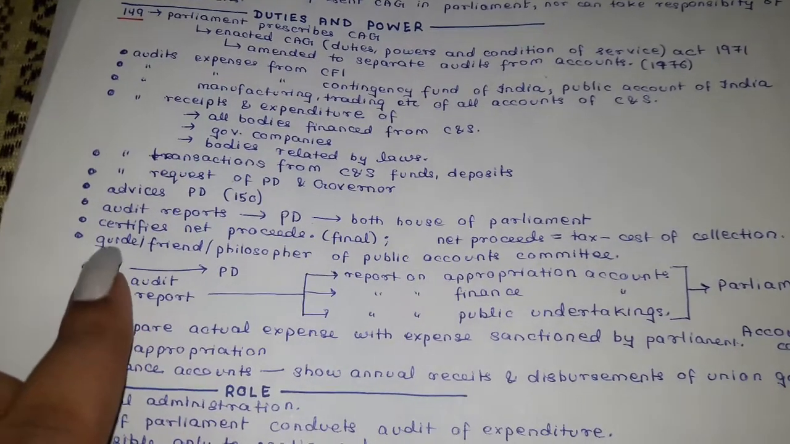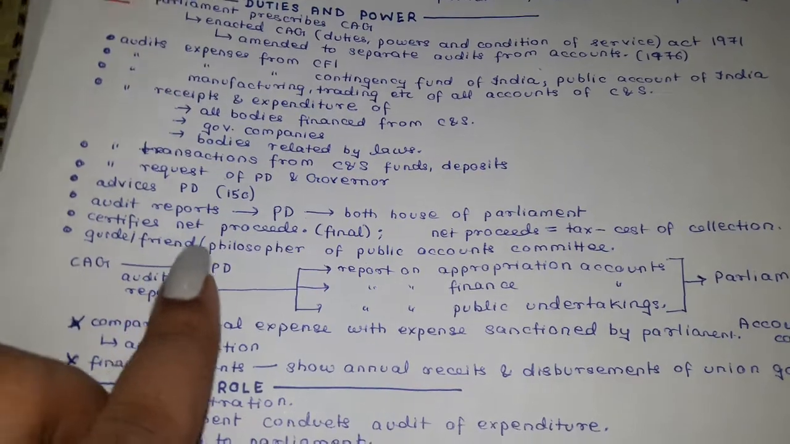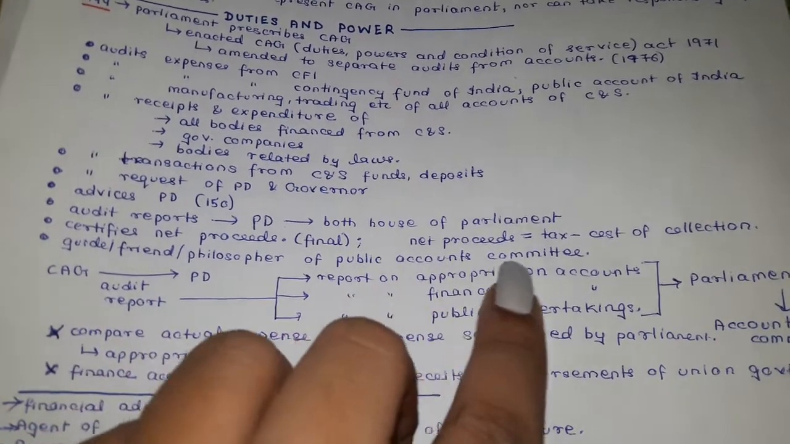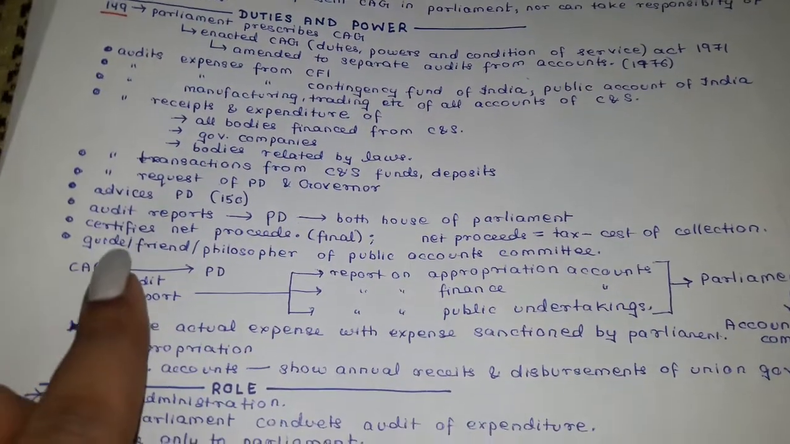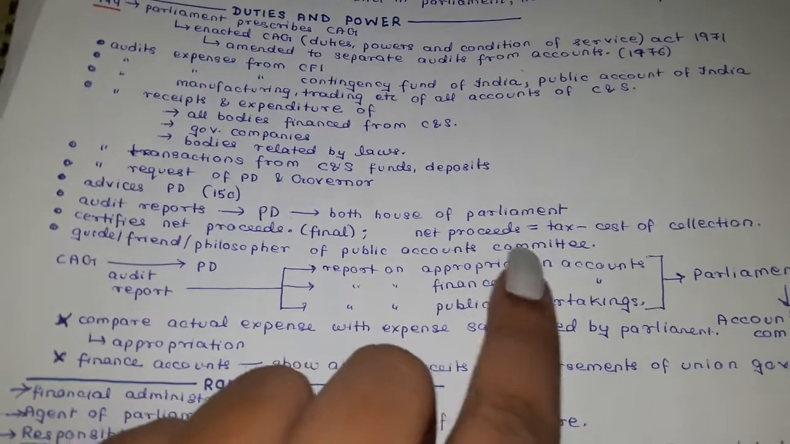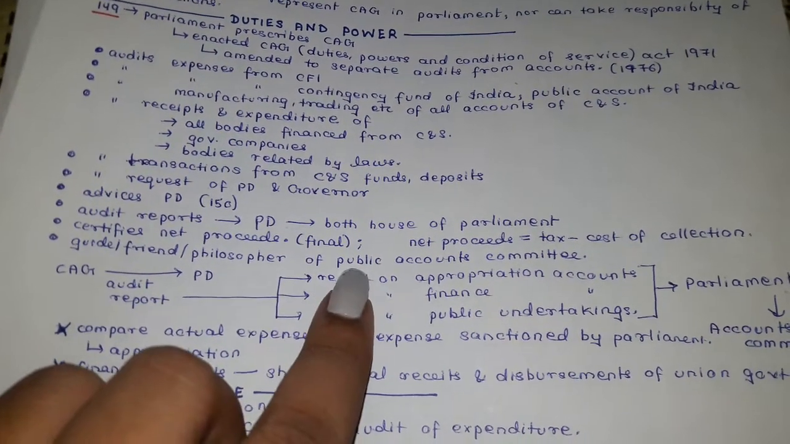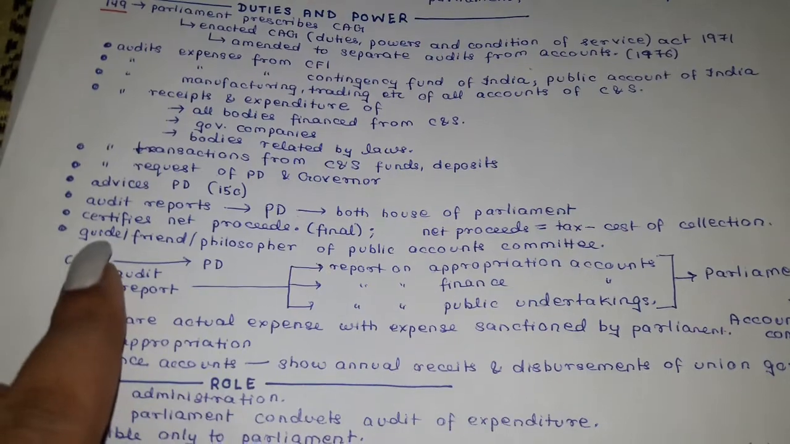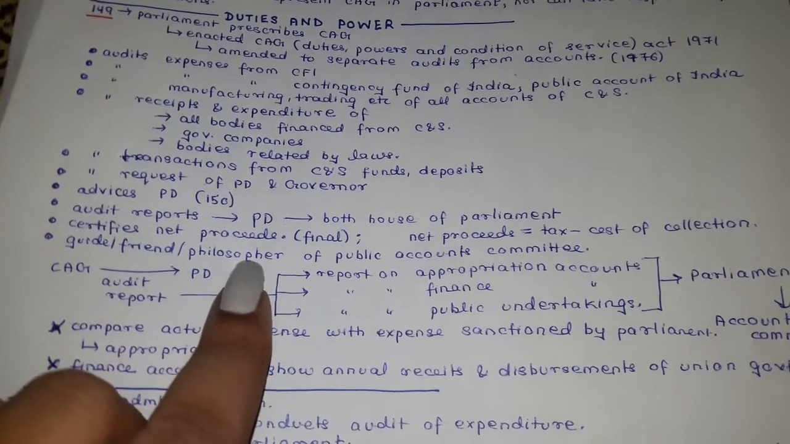Now in the Constitution he is described as guide, friend, philosopher of Public Account Committee. Okay, this is an important thing to remember. Public Accounts Committee is where he acts as a guide, friend, or philosopher.